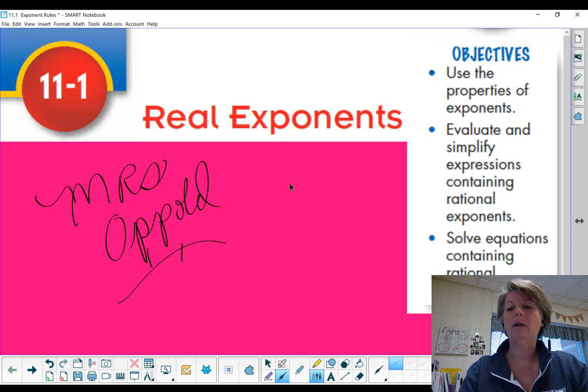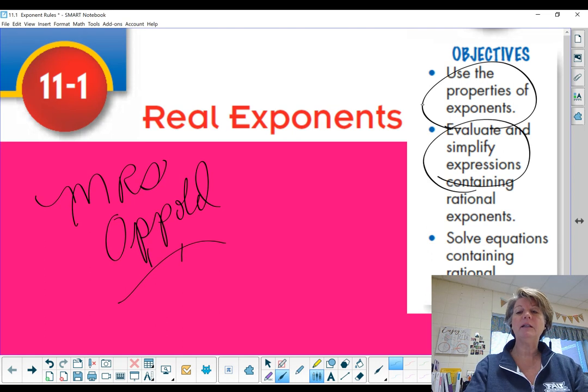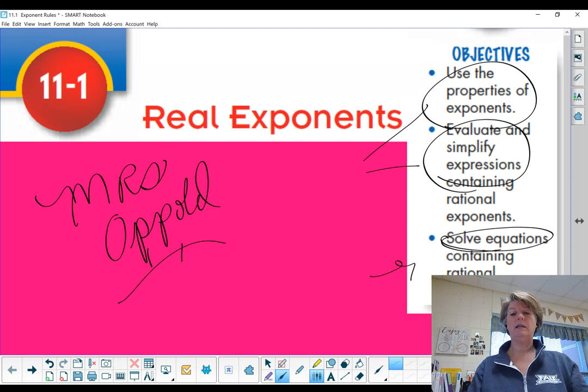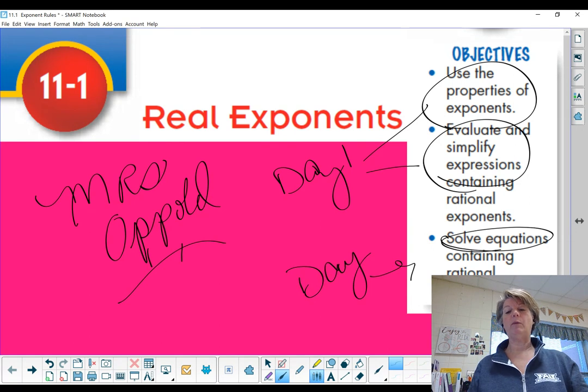And as you recall, we have done some work with exponents already this year. We have worked with using the properties of exponents. We've evaluated and simplified expressions. That's what we're going to achieve today. And then tomorrow, day 2, we'll work with solving equations. So this is day 1. That's what the lesson will be about today. Tomorrow, or the next time we meet, that'll be day 2.